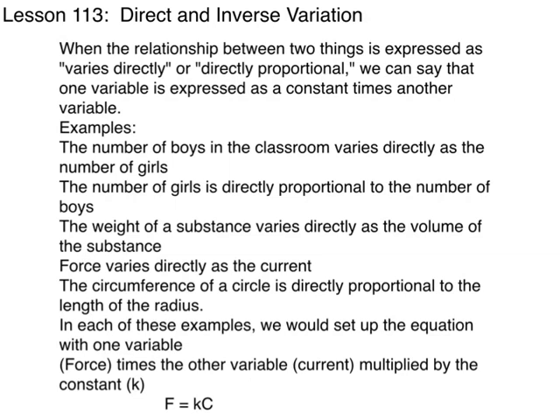So in each of these examples, we would set up the equation with one variable. For instance, the force varies directly as the current. So force equals the other variable, current, multiplied by a constant, which is K. So to solve these problems, you'll set it up this way. It'll be like a multiplication problem. But you first have to find out what K is, what the constant is. Let's look at how to do that.